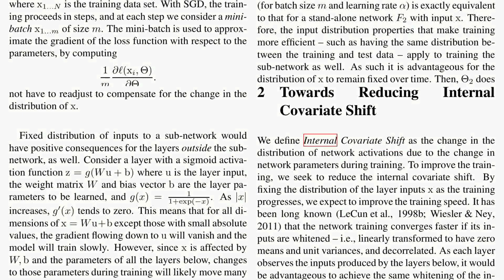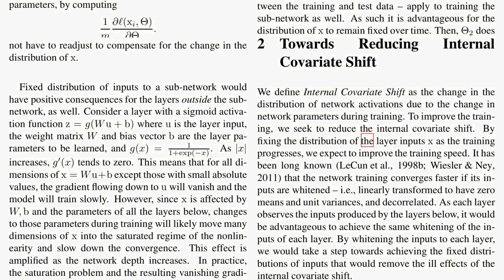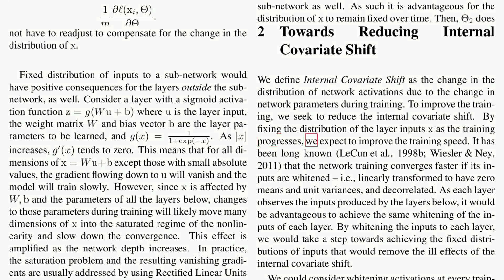Towards reducing internal covariate shift, we define internal covariate shift as the change in the distribution of network activations due to the change in network parameters during training. To improve the training, we seek to reduce the internal covariate shift. By fixing the distribution of the layer inputs x as the training progresses, we expect to improve the training speed.